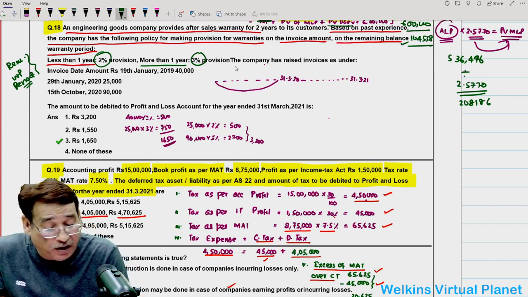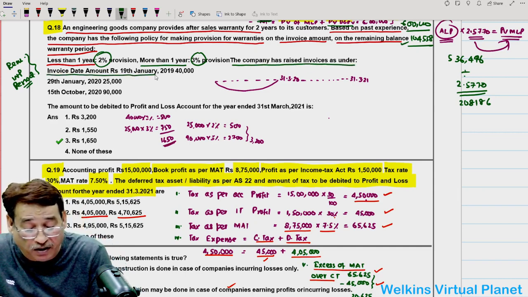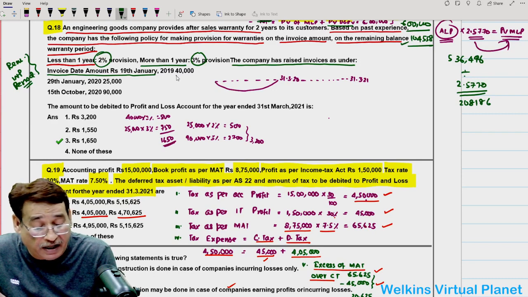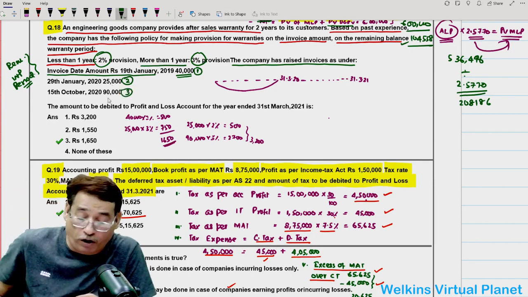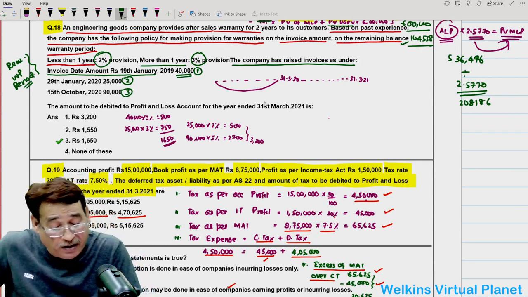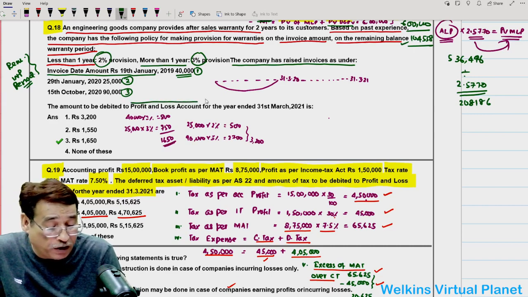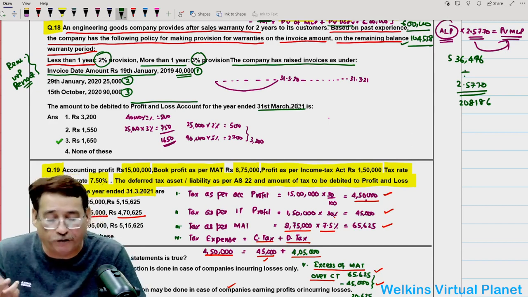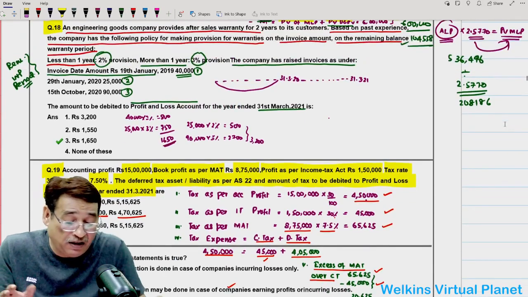The question now states that the company has raised the invoices as under, and the invoice dates are given to you in this manner. First of all, on 19th of January, you have raised an invoice of 40,000. Second, on 29th, you have raised an invoice of 25,000, and third, on 15th of October, you have raised an invoice of 90,000. The question is asking us to compute the amount which we will debit to profit or loss account for the year ended 31st of March 2021. How much amount am I going to debit to profit or loss account when I'm doing the accounting on 31st of March 2021? See here, this is a tricky question.